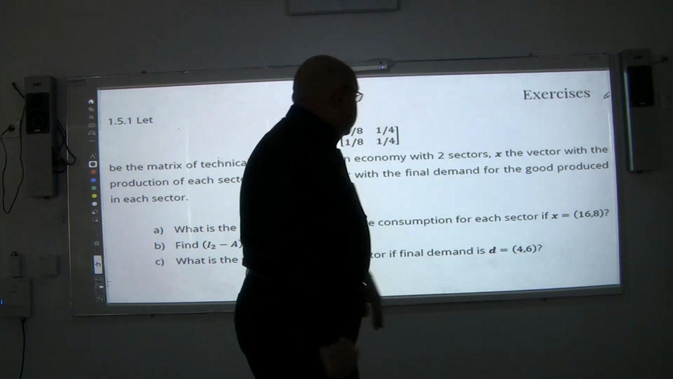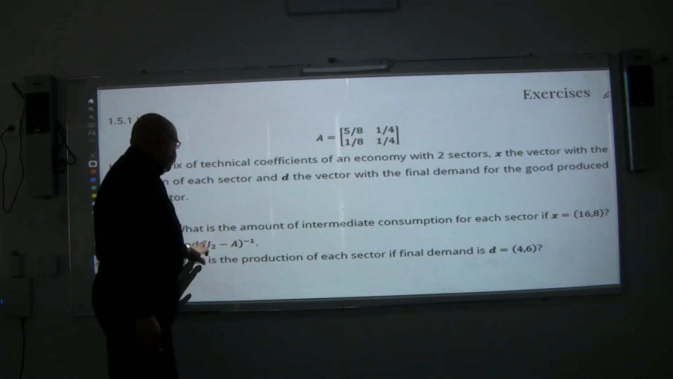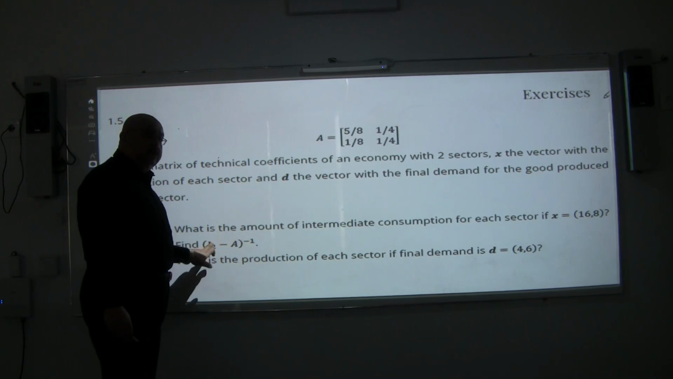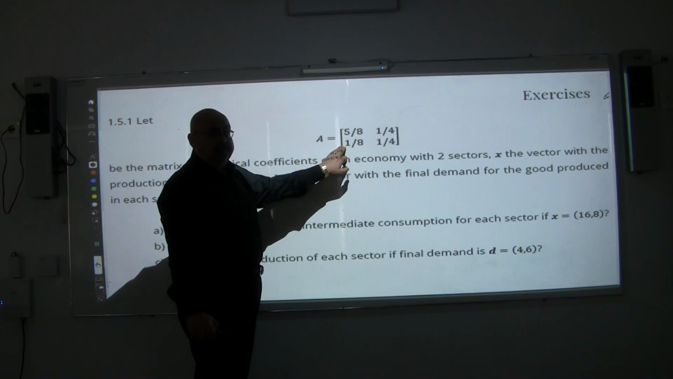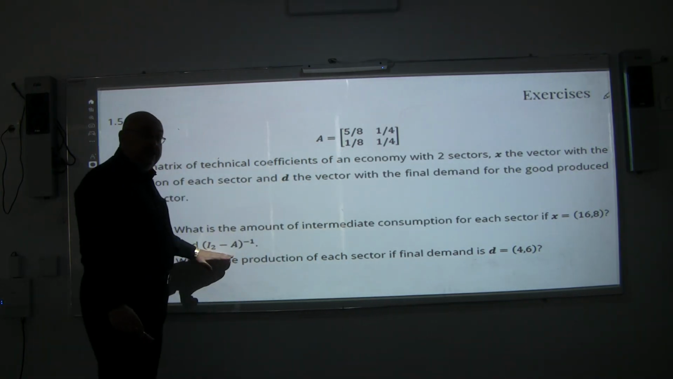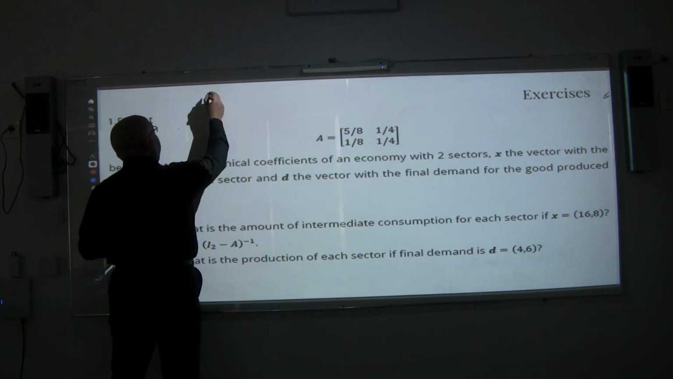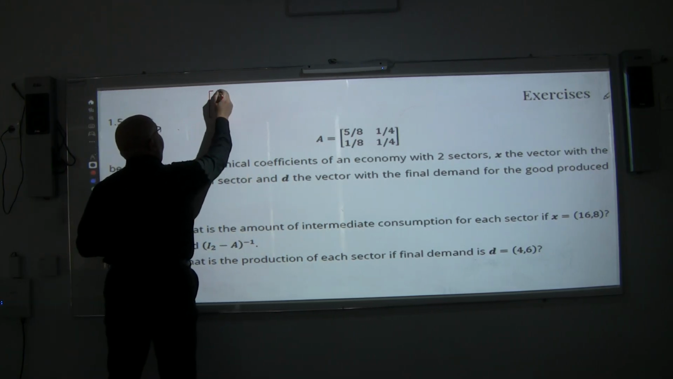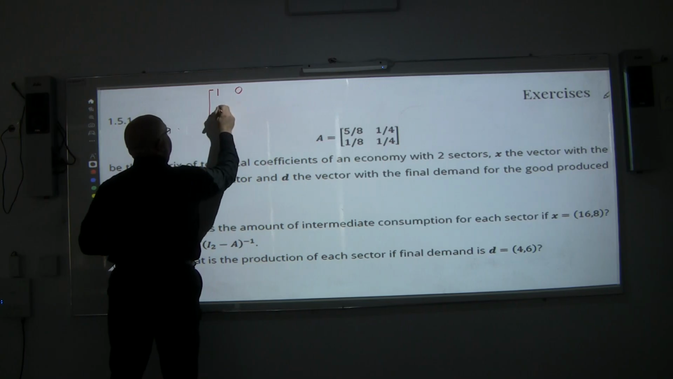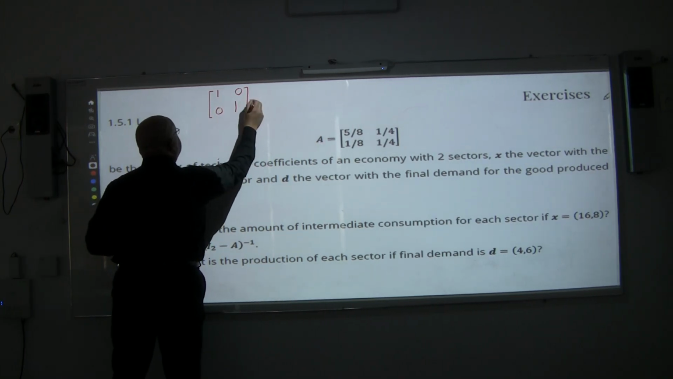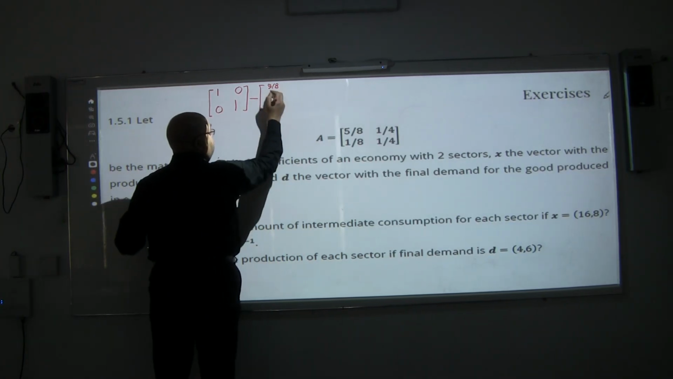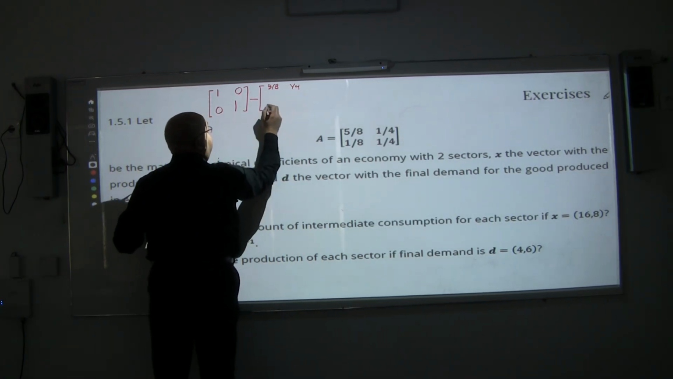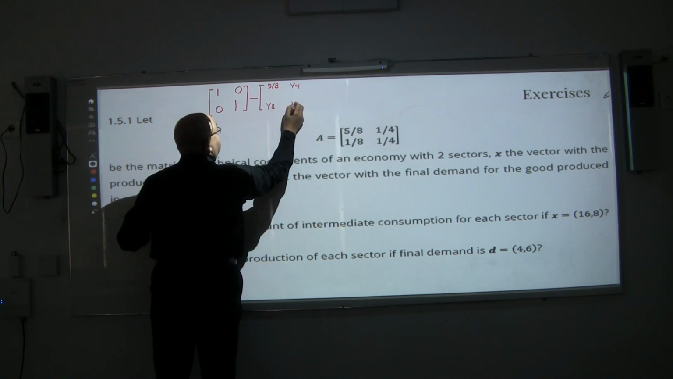Okay? So he wants you to evaluate I2 minus A to the power of negative 1. I2 stands for the unit matrix of this dimension. This is a 2 by 2. So how do I get this relation, Omar? Any ideas? The identity matrix: 1, 0, 0, 1, minus A, which is 5 over 8, 1 over 4, 1 over 8, 1 over 4.